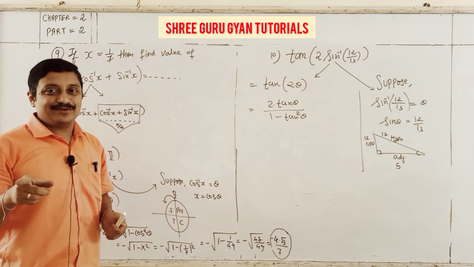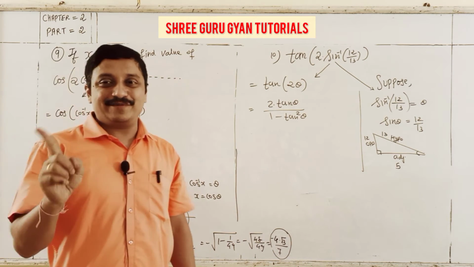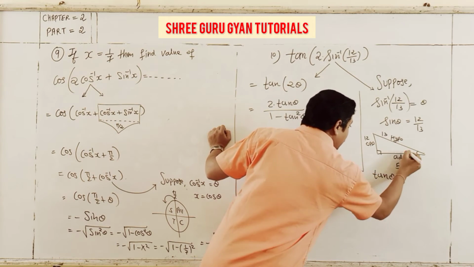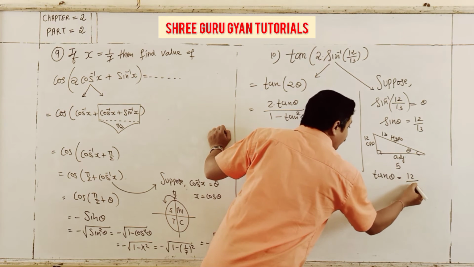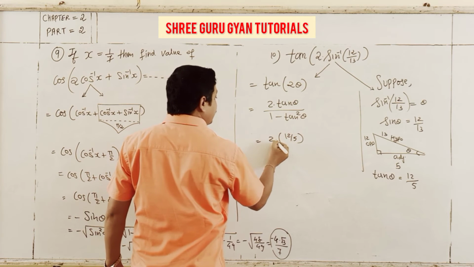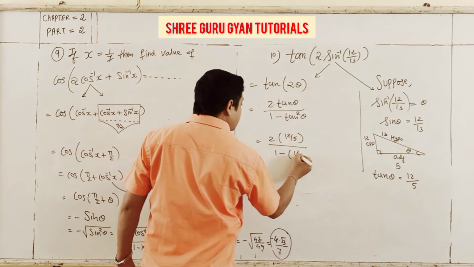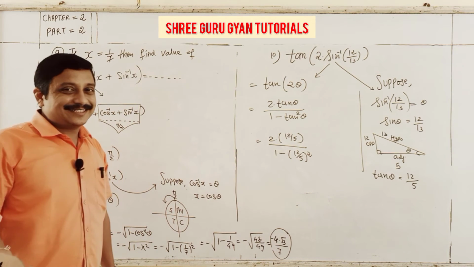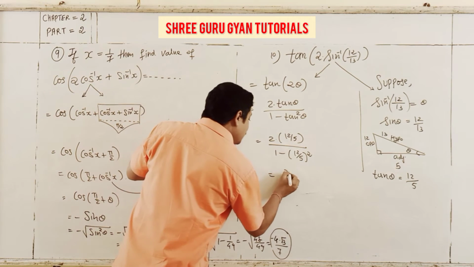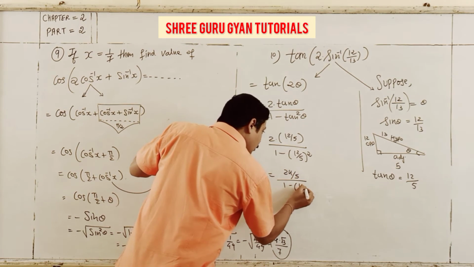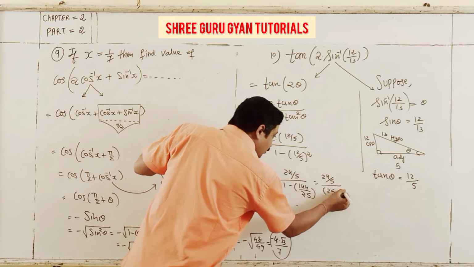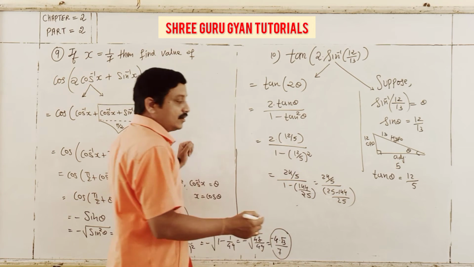12 square is 144, 5 square is 25, 144 plus 25 is 169, and that's why tan theta is opposite by adjacent, 12 by 5. Then putting the value, 2 times 12 by 5 upon 1 minus 12 by 5 square, and calculate. You can easily simplify. So 24 by 5, and here 144 by 25, so 24 by 5 upon 25 minus 144 by 25.